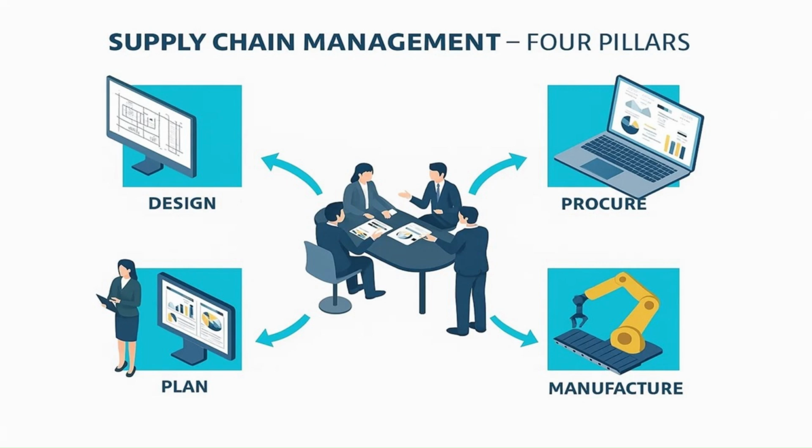Alright, let's now dive deeper into how the end to end process can be broken down into four major pillars, that is, design, plan, procure, and manufacture. We will look at each of these phases one by one, and I will also bring in how SAP Integrated Business Planning supports these processes in a modern supply chain.